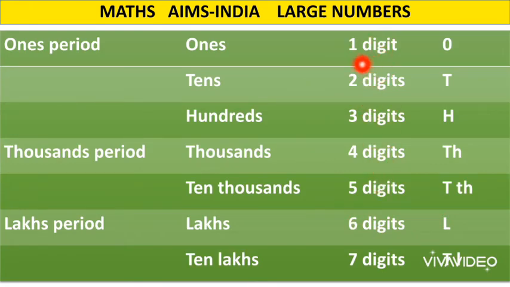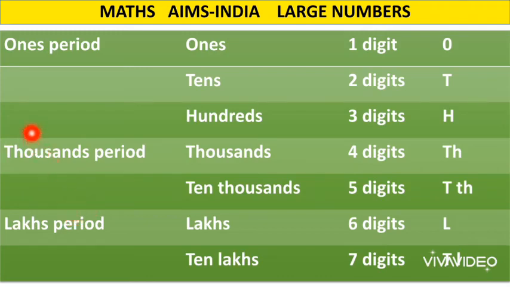Coming to these digits, 1-digit numbers have ones as the highest place value. 2-digit numbers have tens as the highest place value. 3-digit numbers have hundreds as their highest place value. 4-digit numbers have thousands as their highest place value. And for a 5-digit number, 10,000s is the highest place value. For a 6-digit number, lakhs is the highest place value. For a 7-digit number, 10 lakhs is the highest place value. Always remember that when we move from the right, the place value increases and also the number of digits in a number increases. You might be wondering what these periods here are?